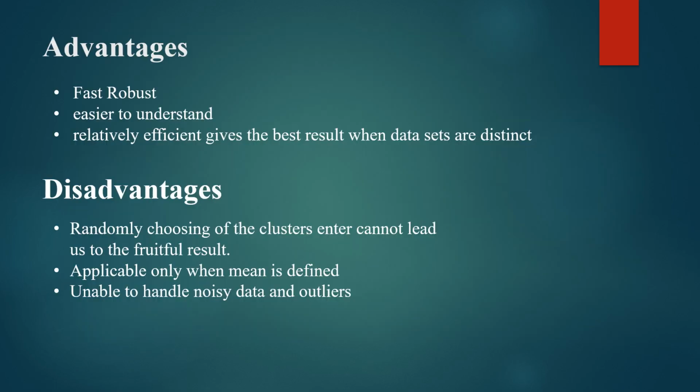Now we'll have a look at advantages and disadvantages of K-means algorithm. Advantages. K-means algorithm is fast and robust, easier to understand, relatively efficient, gives the best result when data sets are distinct. Disadvantages. Randomly choosing of the clusters cannot lead us to the fruitful result. Applicable only when mean is defined, unable to handle noisy data and outliers.